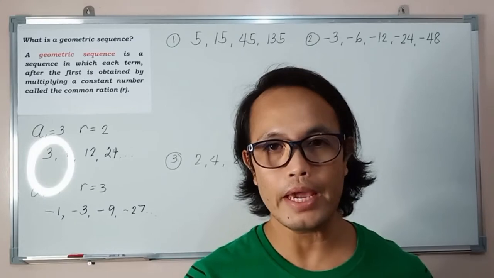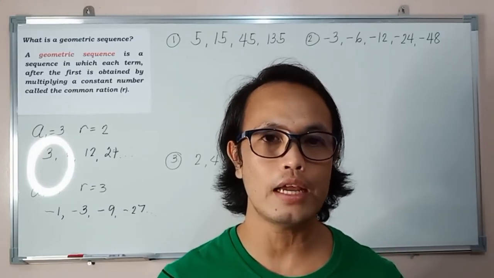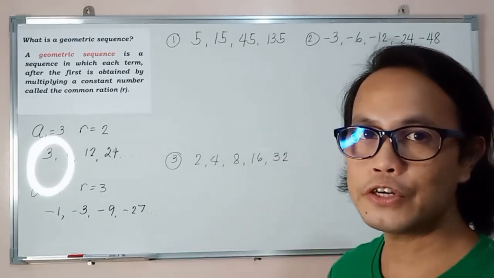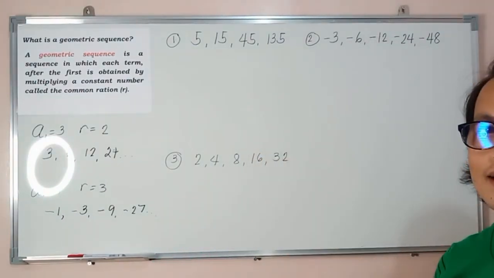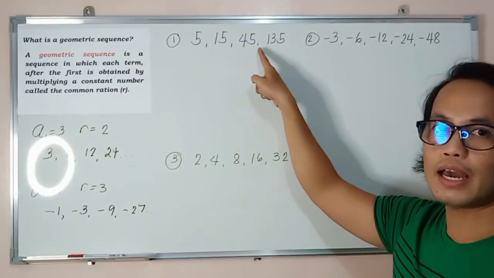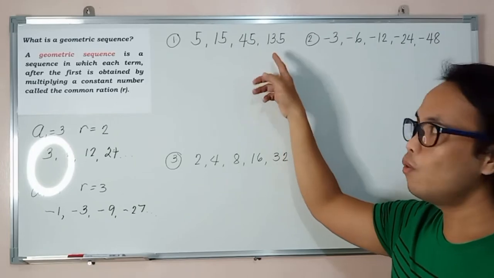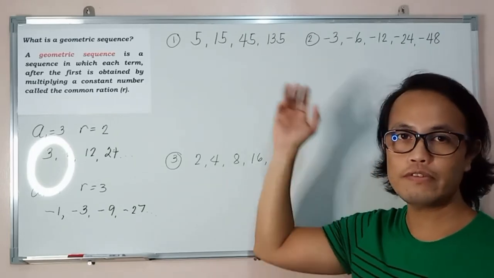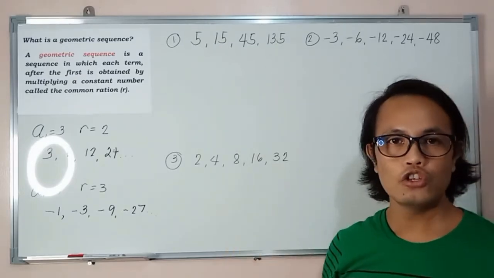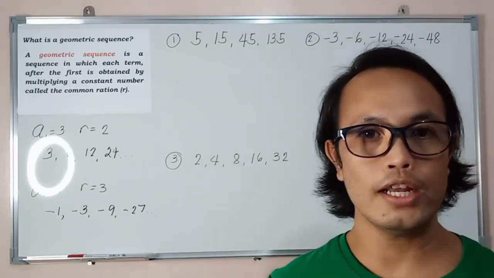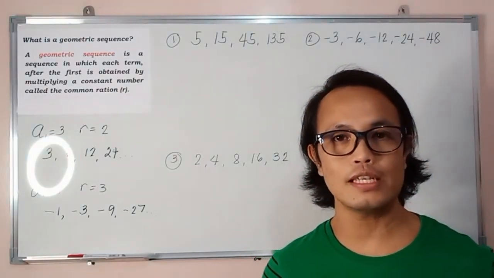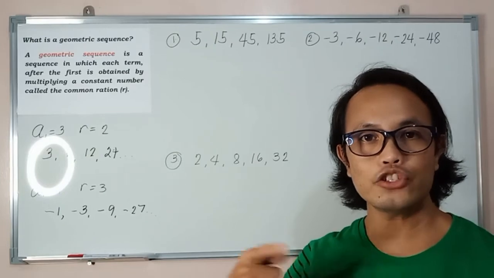Let's go to our main topic for this video, which is finding the common ratio in a geometric sequence. So we will try our first example. Our first example, we are given 5, 15, 45, and 135. So what is our common ratio given this sequence? 5, 15, 45, and 135. So how do we get the common ratio in a geometric sequence? To find the common ratio in a geometric sequence, we just simply divide each term by the term preceding it.